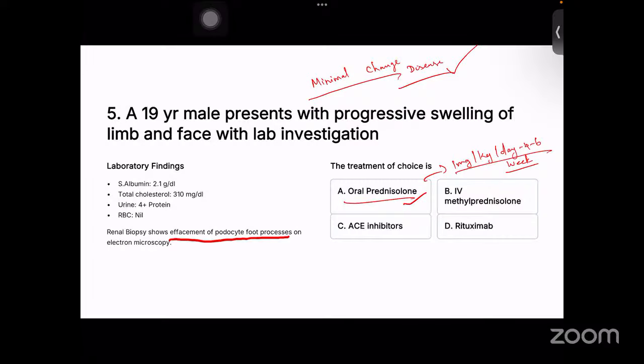Okay, and speaking about that, what are the common things we have to ask for or watch on this patient? It is steroid side effects and relapse. Okay, we have to watch for the steroid side effects and relapse.